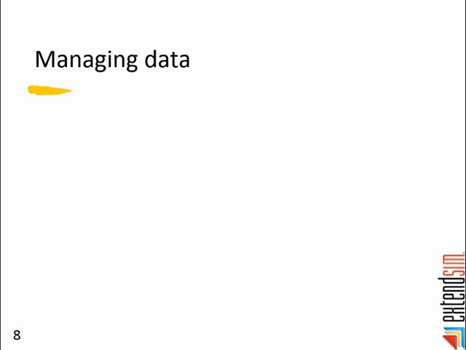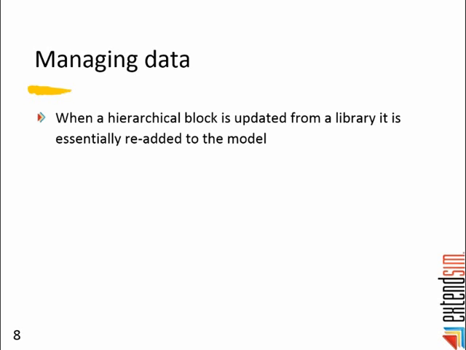So we have some tools for managing the data inside of a hierarchical block. And I did see there was a question about this, so I think I'm going to cover this question now. So when a hierarchical block is updated from a library, it is essentially re-added to the model. And that's a very important concept. What we're doing here is when we say update from the library, what it's doing is taking away the existing block and reinserting a new one.